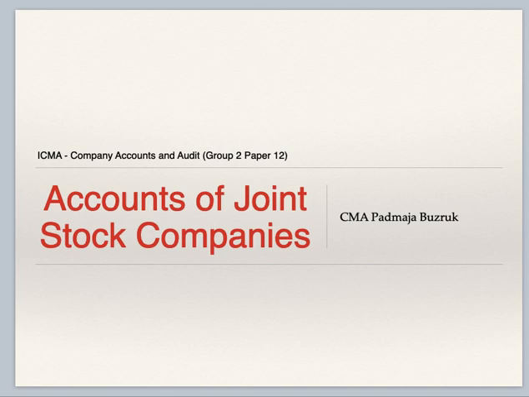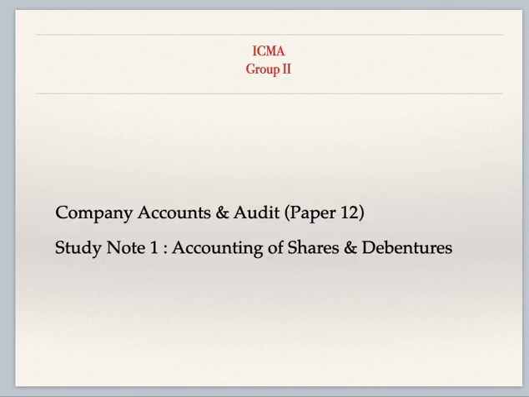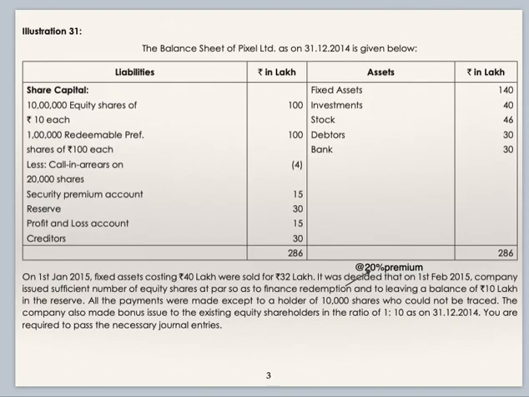I will discuss accounts of joint stock companies. Please go to study note number 1, accounting of shares and debentures. I will discuss illustration on redemption of preference shares. Illustration 31, balance sheet of Pixel Limited as on 31st December 14 is given, rupees are in lakhs.